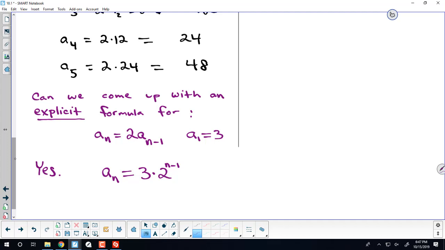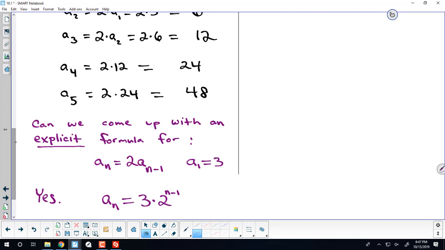So you can verify, does that actually work? What would the first term be according to our explicit formula? So this is 3 times 2 to the 0. A sub 2 would be 3 times 2 to the first, which is 6. A sub 3 should be 3 times 2 squared, 3 times 4 is 12. A sub 5 should be 3 times 2 to the fourth, which is 48. So you could verify that that actually works. And maybe you could come up with another explicit formula. But that's the idea. We can go back and forth between representations.